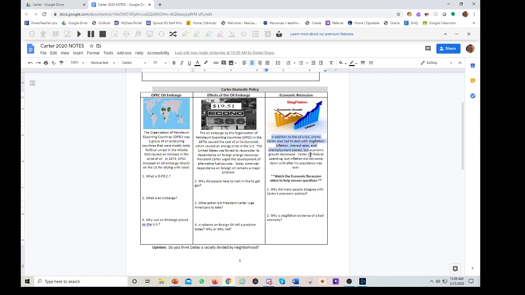So let's take a look at this section. It says, in addition to the oil crisis, Jimmy Carter also had to deal with stagflation. Inflation, right? Money losing its value, interest rates going up, and unemployment soared, but economic growth decreased. These are the conditions for stagflation. So if you need to highlight that section right there, that's exactly what stagflation is: increased inflation, increased interest rates, high unemployment and economic decrease. Carter cut federal spending, but inflation did not come down until after his presidency was over.